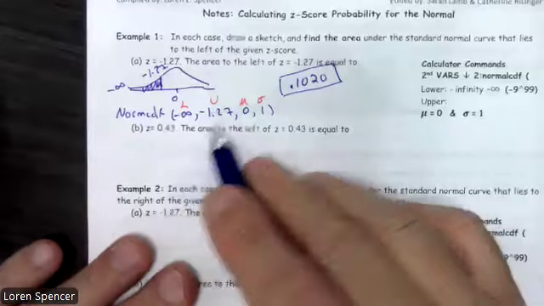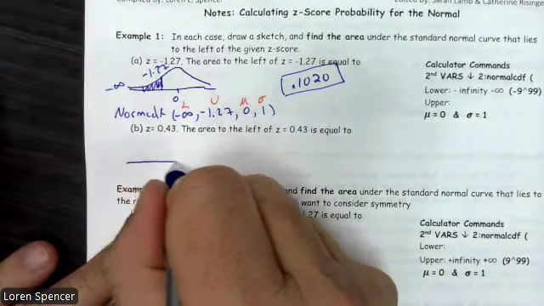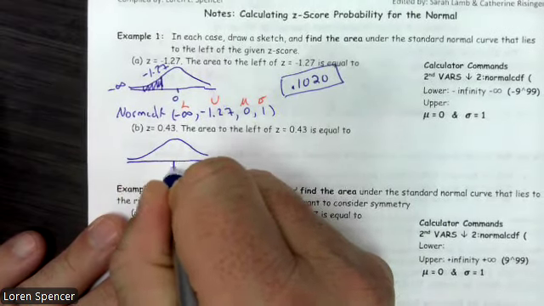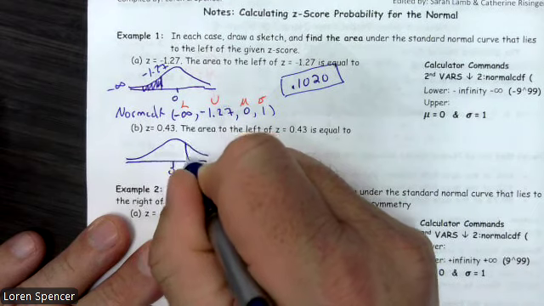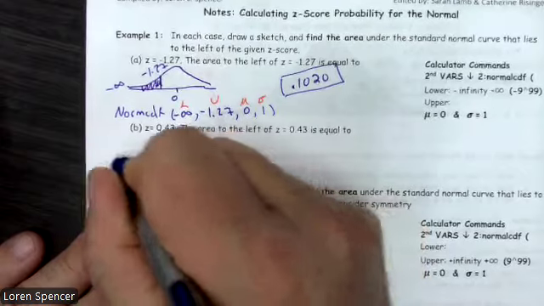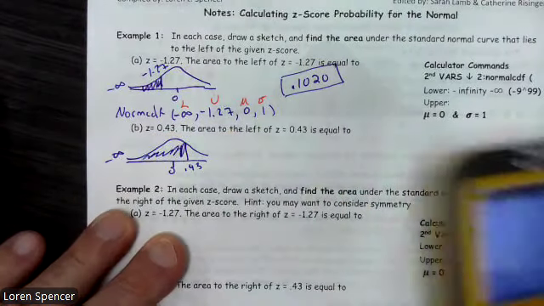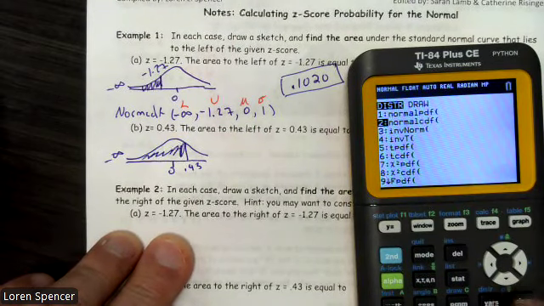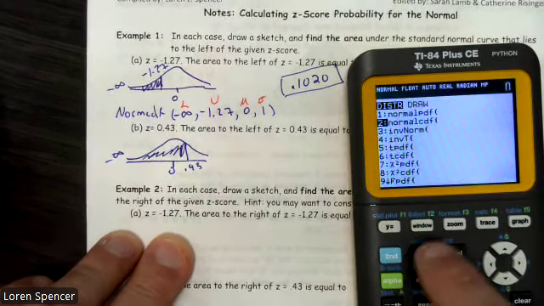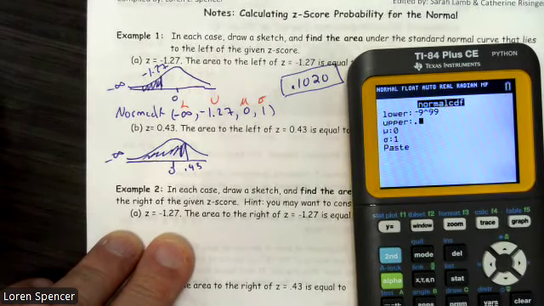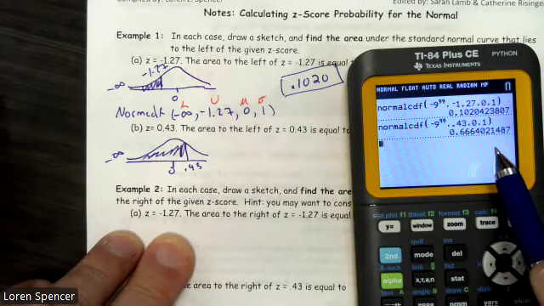Here we're at z is 0.43. Well, that means I'm slightly above the mean. So if my mean is here at 0, 0.43 is above it. And once again, we're always shading below when we're working with the percentile ranks, and they're asking for that area. So second vars, norm CDF, lower bound that. Our upper bound is a positive 0.43, so we should be just over 50%. And sure enough, we're at 66.6.